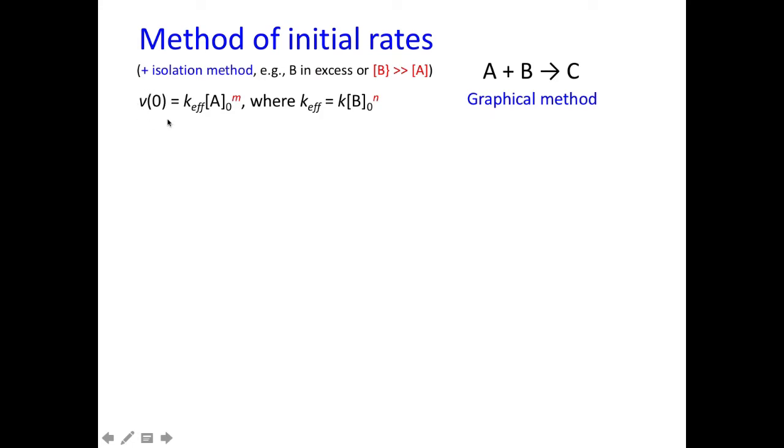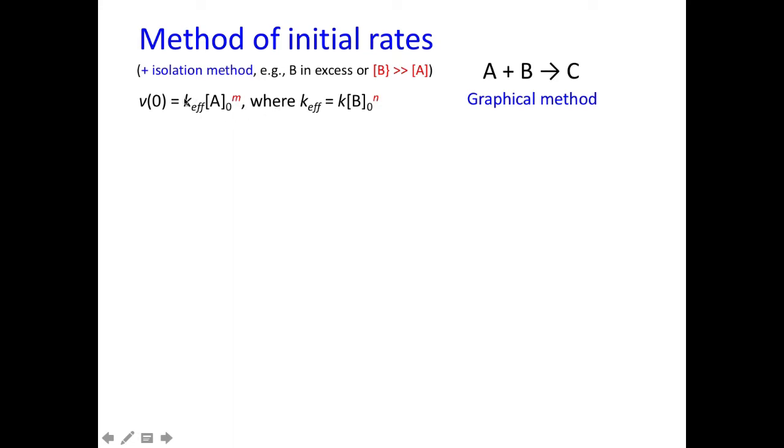So that our rate law can be simplified, can be expressed like this, where we have the effective rate constant K, and we have the initial concentration of A to the power of M. So in this case, the initial rate only depends on the initial concentration of A.